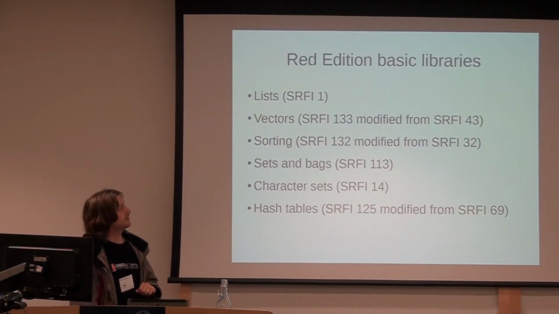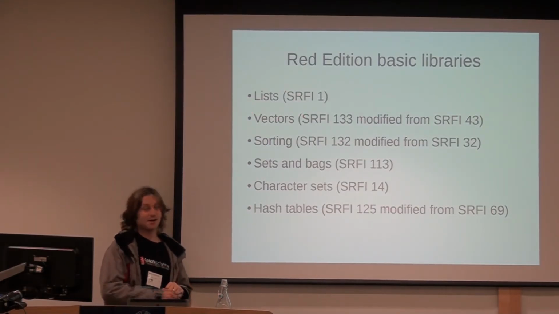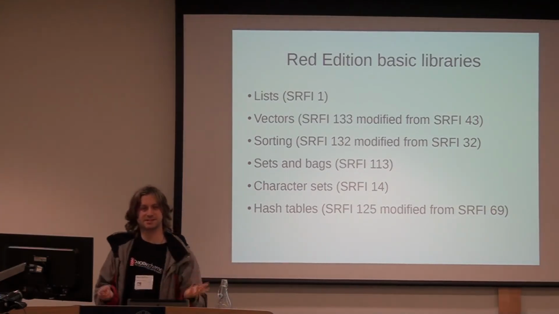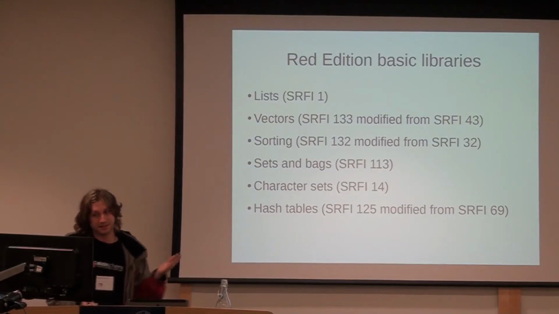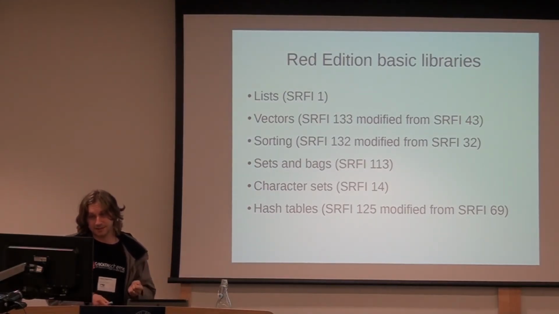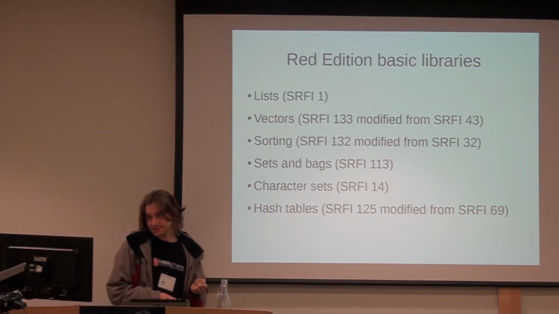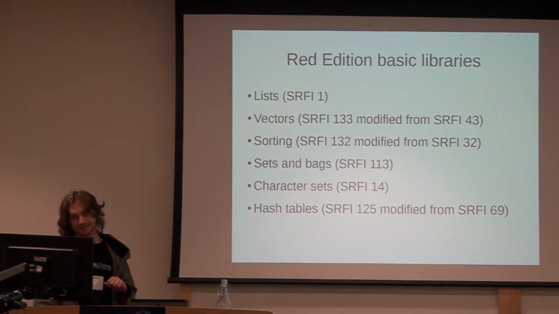Basic libraries in there: lists, SRFI 1, that should be no surprise to anybody. But we had vectors, so the modification of SRFI 133, from memory, it was a while ago now, was mainly that some of the argument orders of things were inconsistent with vector maps and vector folds. They were just slightly different to how they were in SRFI 1. I thought it would be good to rename a bunch of those, reorder a bunch of those to make them consistent. Sorting, similarly, sets and bags, hooray, character sets, good old SRFI 14, and hash tables.